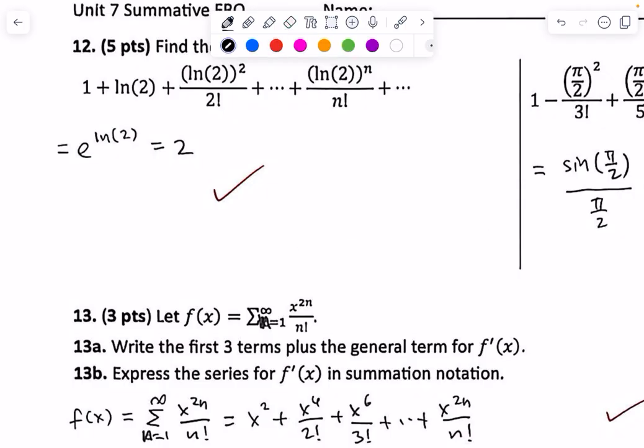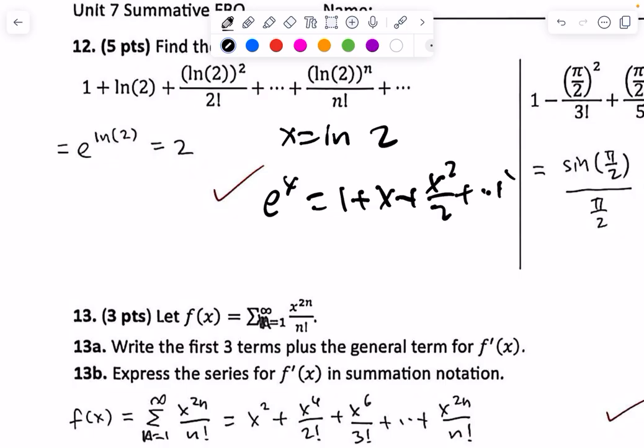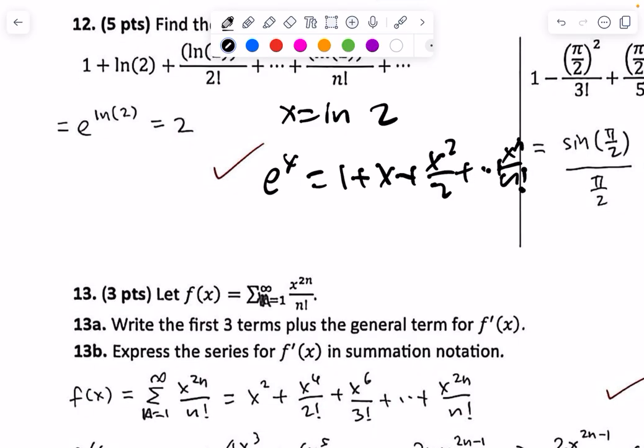Because we're plugging in x equals ln 2 here, I'll write that out again. Sorry for erasing it. We can plug x in over here. So we get e to the ln 2, which is equal to 2.